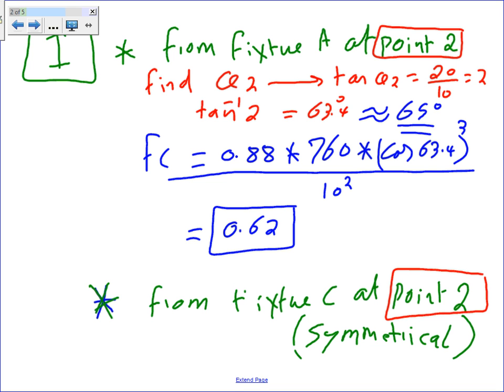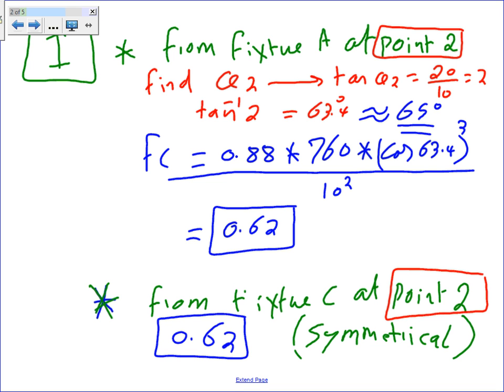Now I want to remind you, the last thing you need to do is from fixture C at point 2. Can you see from C to 2 is the same as from A to 2? Symmetrical. Because of symmetry, the calculation from A to 2 is identical to C to 2. So what do you expect the answer here to be? 0.62, right?